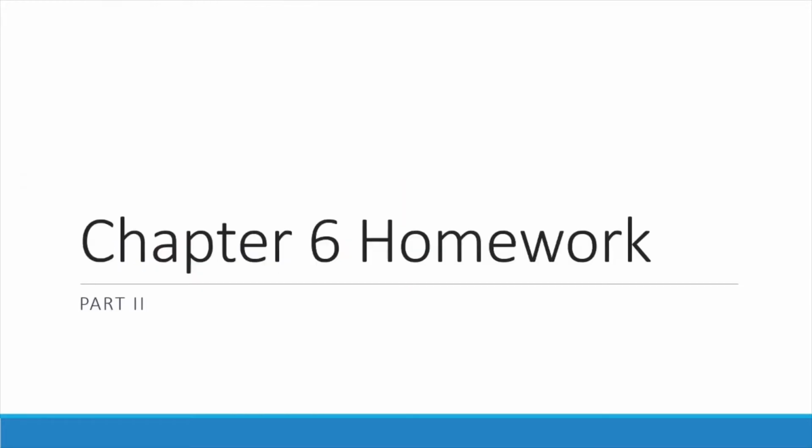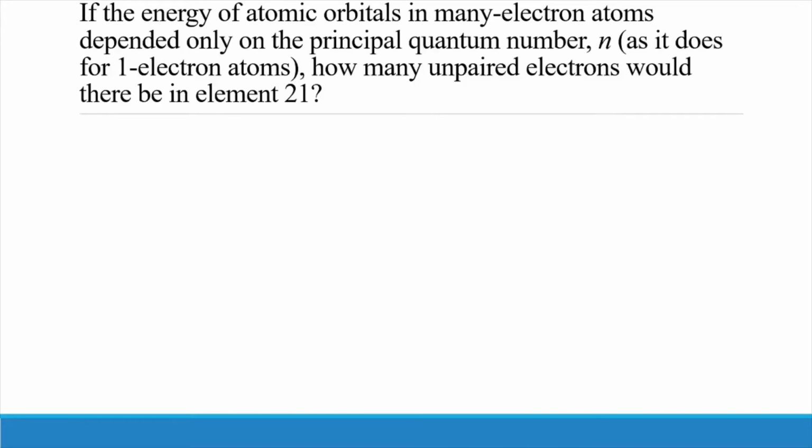Okay. So part 2 now. This first question is kind of bizarre, but it's a good theoretical question. I want to first stress that this is not how it actually works. So we're told if the energy of atomic orbitals in many electron atoms depended only on the principal number n, as it does for 1 electron atoms, how many unpaired electrons would there be in element 21? So this means we're going to basically ignore the fact that there's s, p, and d orbitals. Okay, well, there's going to be n equals 1, n equals 2, n equals 3, but we're just going to pretend that there's no, again, s, p, d, f.